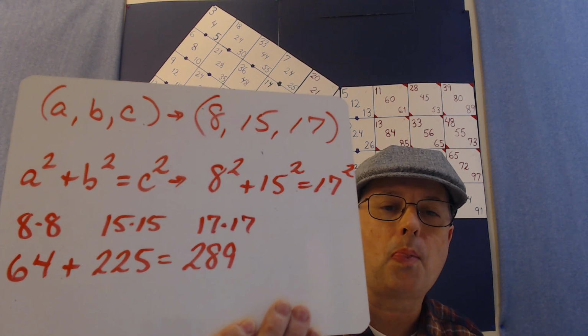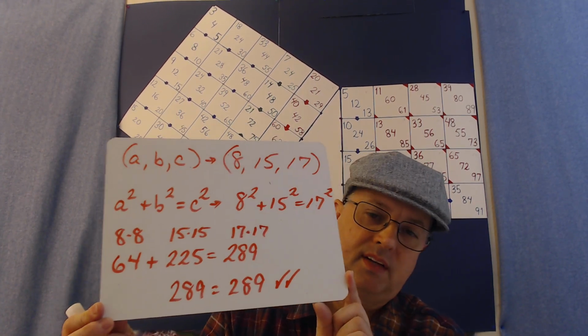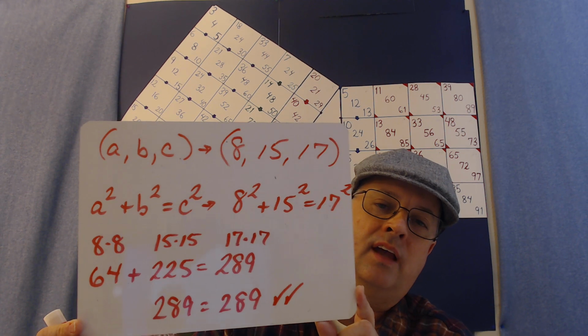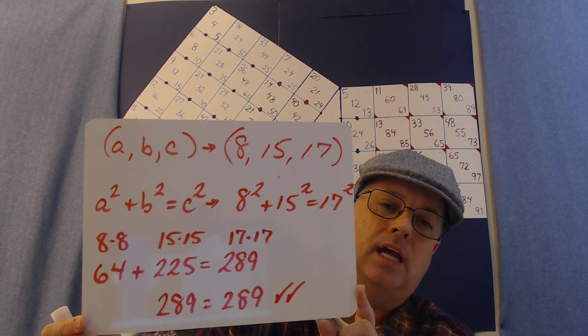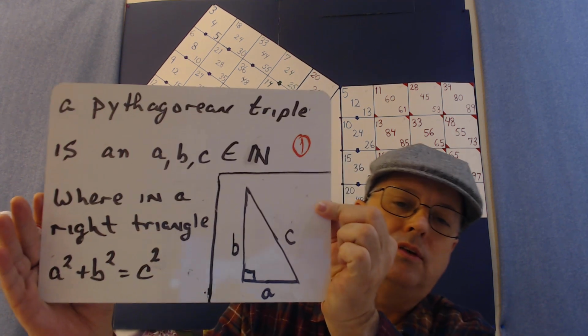You see that? And when we add 64 and 225, let's see. Oh, yeah, that's 289. It is. Okay, so you see, we double-checked that, and it's true. And so 8, 15, 17 is an example of a Pythagorean triple. And 8, 15, and 17 can be the sides of a right triangle then.